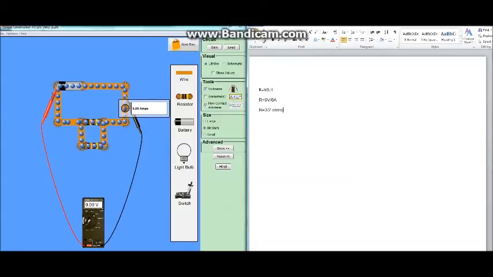From this, we can find the formula of equivalent resistance of a parallel network to be 1 divided by R equivalent is equal to 1 divided by R1 plus 1 divided by R2 plus ... 1 divided by Rn.